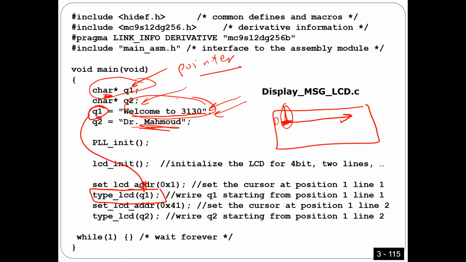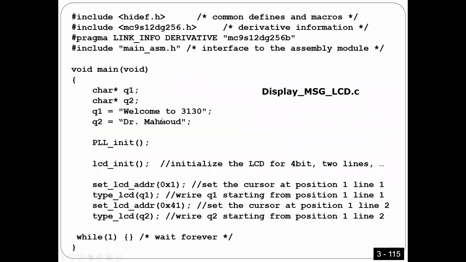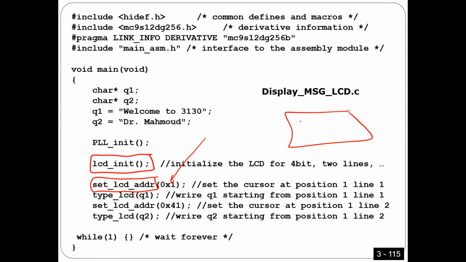So let me summarize what I said, guys. What I explained now, I only explained three functions. Number one, LCD initialization. Number two, LCD address, because before you write, you have to put the cursor somewhere. So I put the cursor here. These two together are going to write the first message. And then we have another function called type LCD, and you have to send the first message here. Is that okay? Then look what I'm going to do now. I'm done. So I wrote the first line.